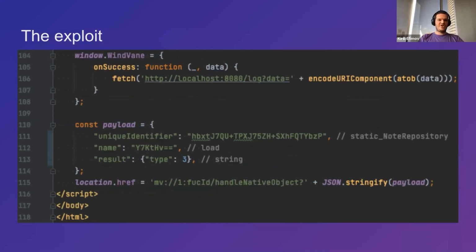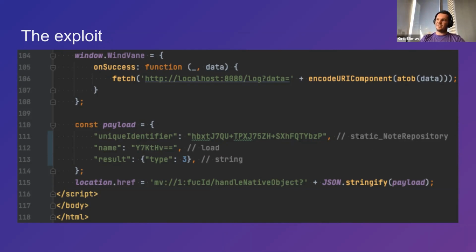This is the exploit. It is a part of a fake Coca-Cola banner on your screen. The exploit is super simple as well. Basically, you just navigate to mv blah blah handle native object question mark, and then you attach a serialized JSON payload for NoteRepository for the MTGRemoteCommand class. You have seen it already.